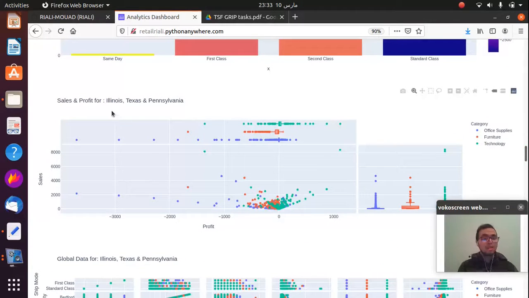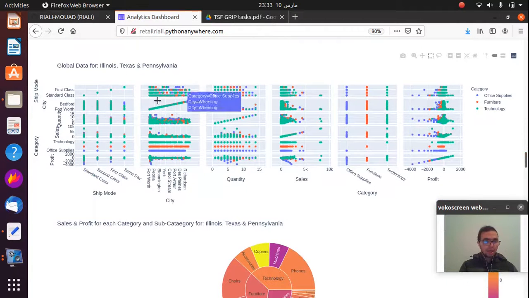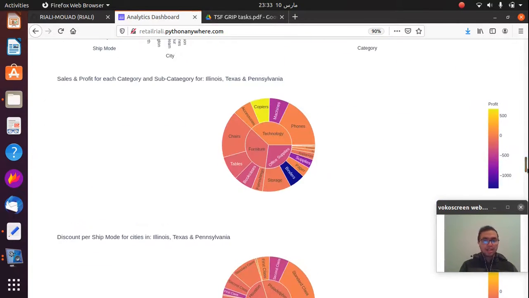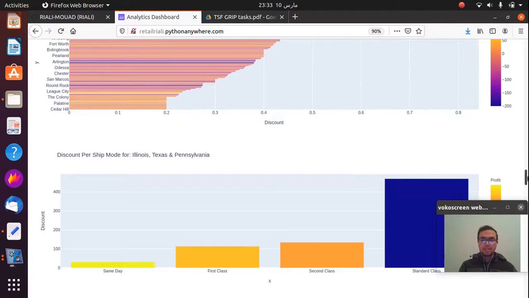We're gonna do the same thing for Illinois, Texas, and Pennsylvania. Here's some global data. And here we can notice that machines, binders, supplies, bookcases give the most negative or minimal profit rate. The same thing here with the standard class, as we can see.